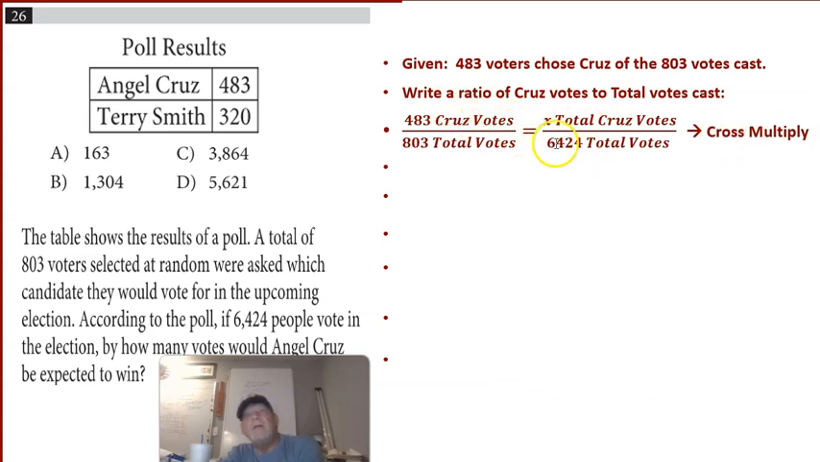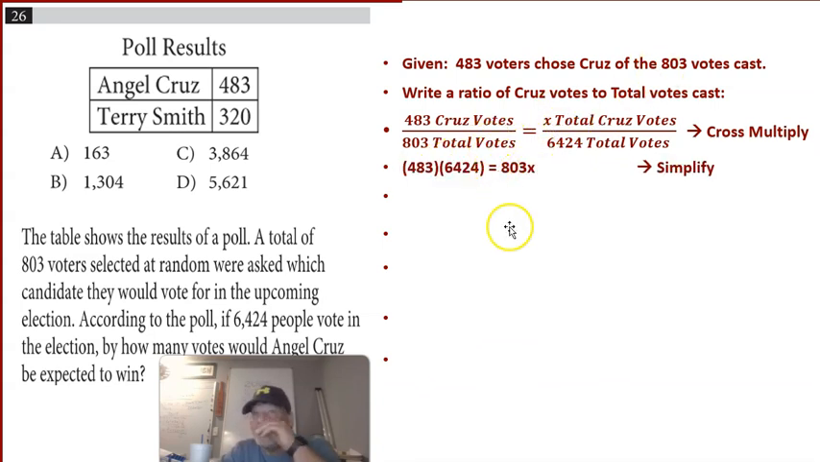So I'm going to make an X and multiply 483 times 6,424, and then 803 times X. So that is the method. And when I would teach this to my middle school and beginning algebra students, I would always tell them it's almost like you're making an X here. So there's my 483 times my 6,424, my 803 times my X.